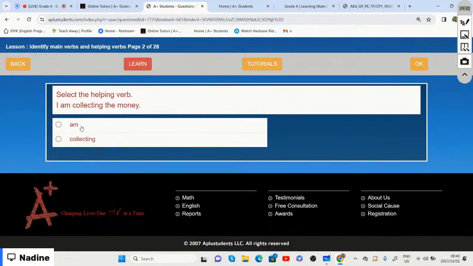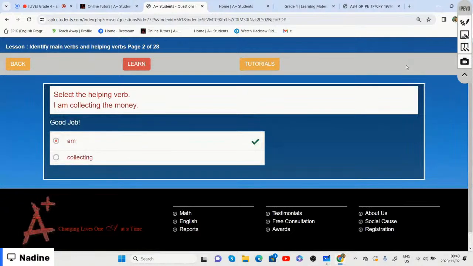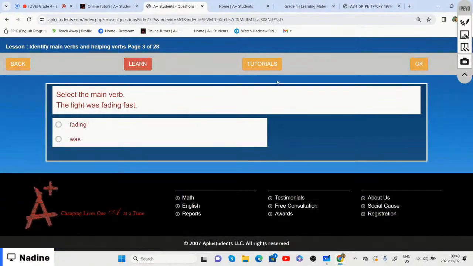All right, so if we select am, which is a helping verb that helps the main verb collecting to show the action, and that is correct. So well done, all of you.